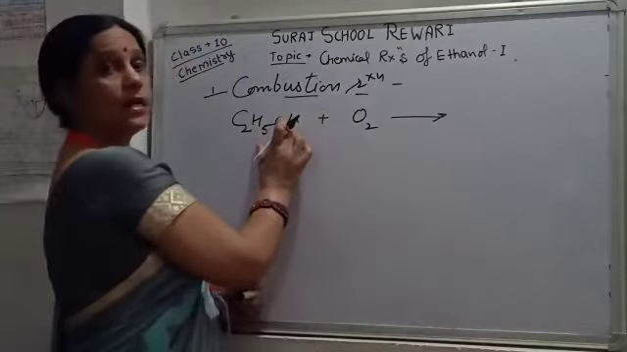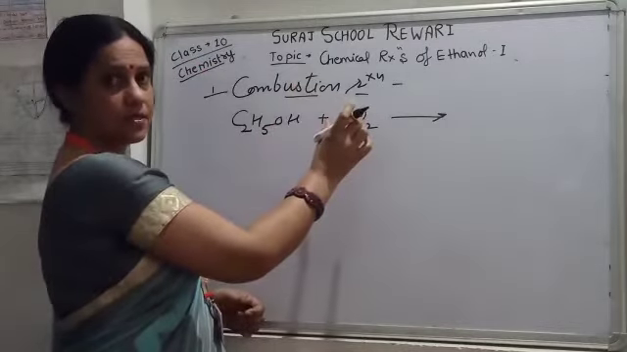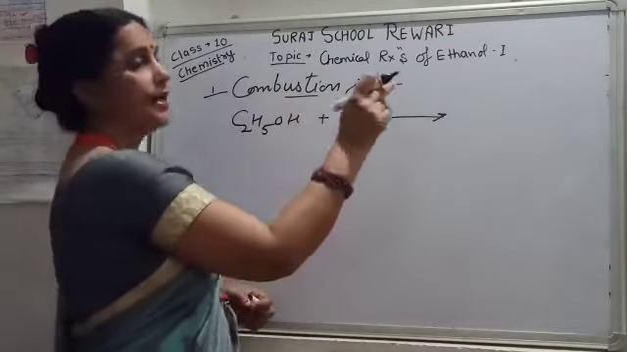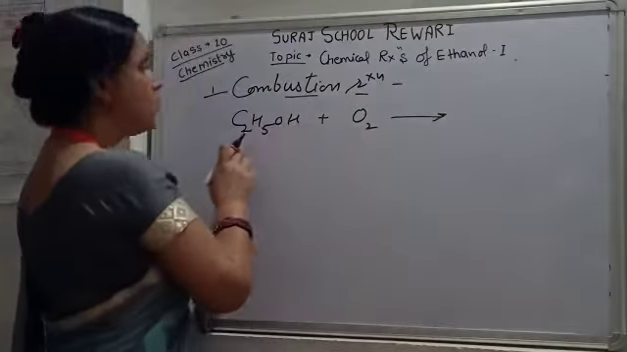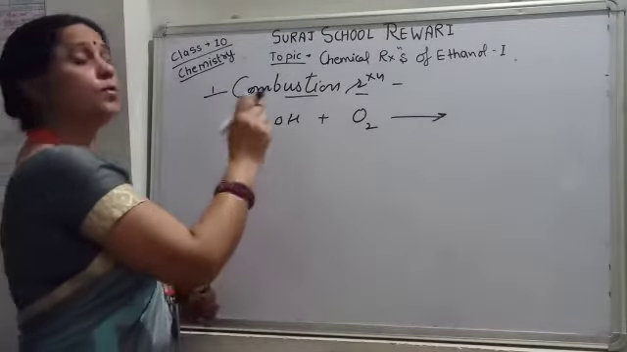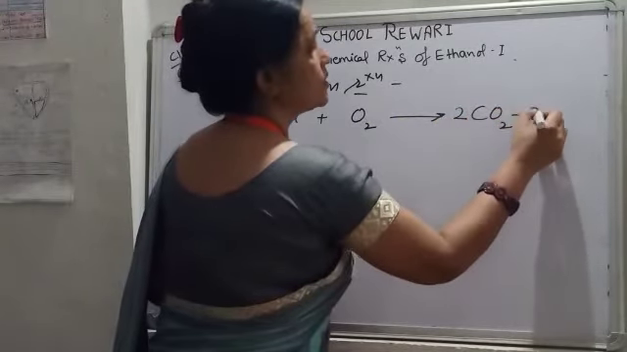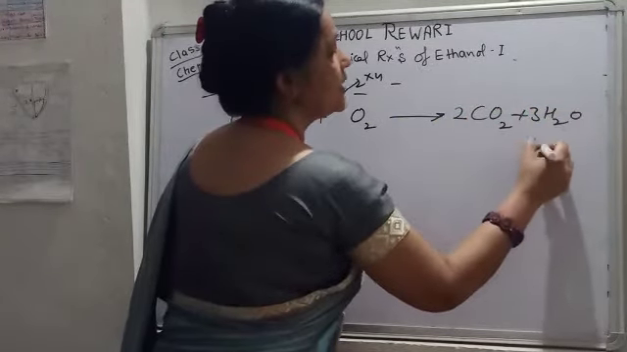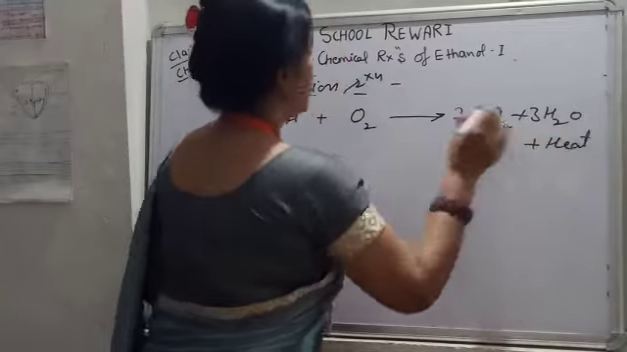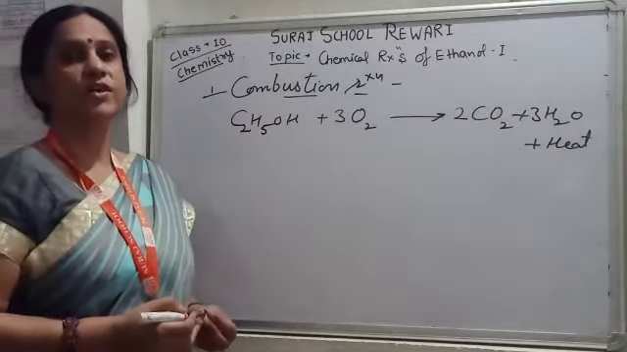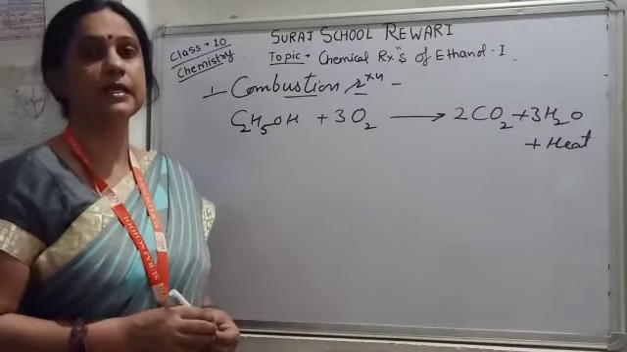When ethyl alcohol, ethanol, combusts in presence of oxygen, it produces carbon dioxide, water and heat. So we have two carbons in ethyl alcohol, so two molecules of carbon dioxide are produced, water and heat. So this is our complete balanced equation of combustion of ethyl alcohol.